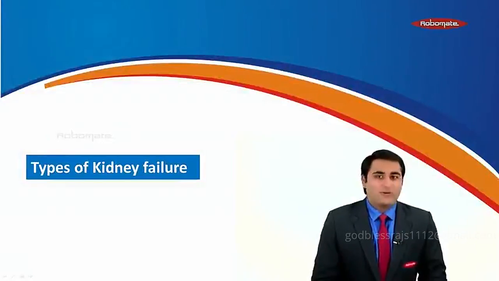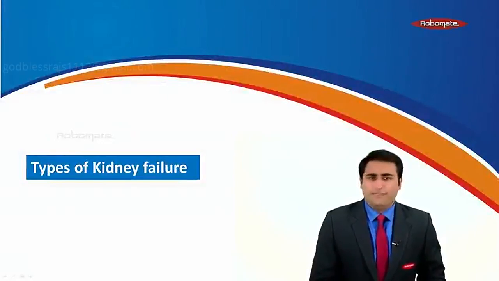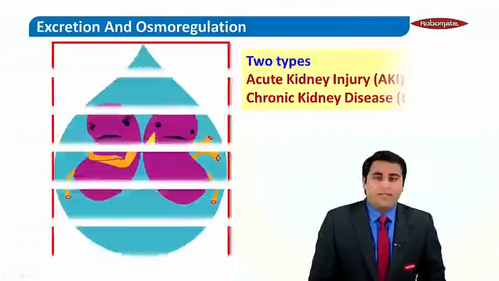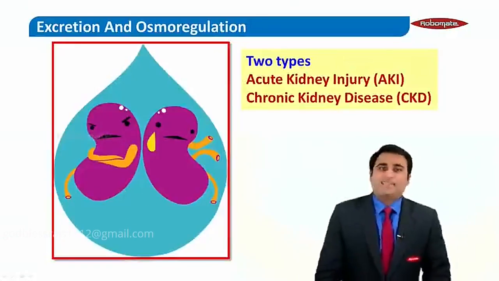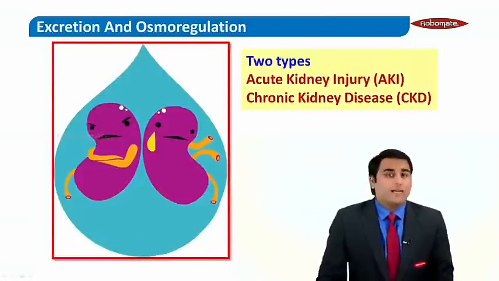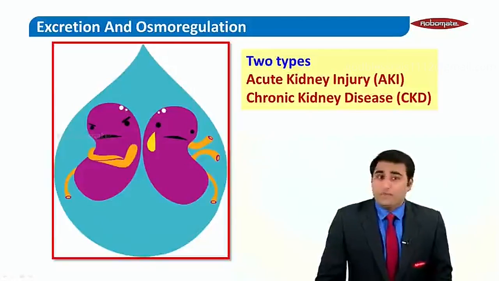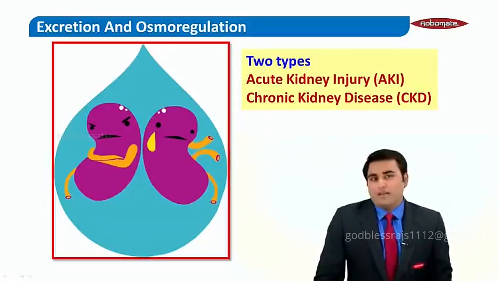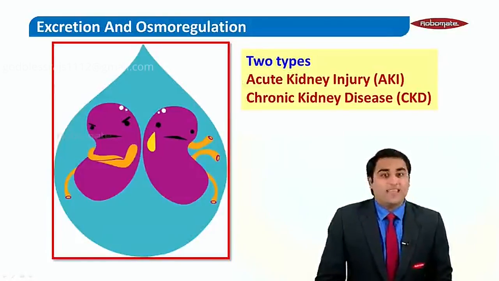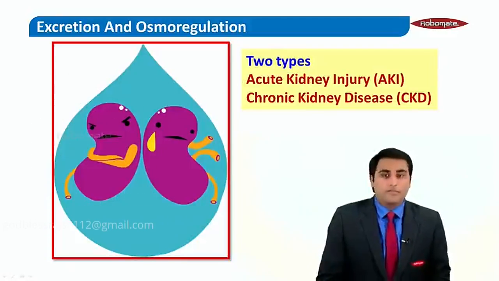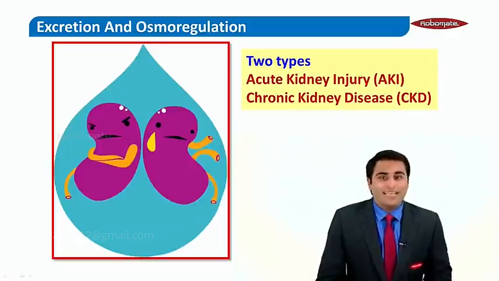Now today in this module we would be learning about types of kidney failure. Now my friends, kidney failure or renal failure is classified in two basic categories. The first category is called acute kidney injury, abbreviated as AKI, also known as acute renal failure. And the other type is chronic kidney disease, abbreviated as CKD, or also termed chronic renal failure. So these are the two basic categories of renal failure.